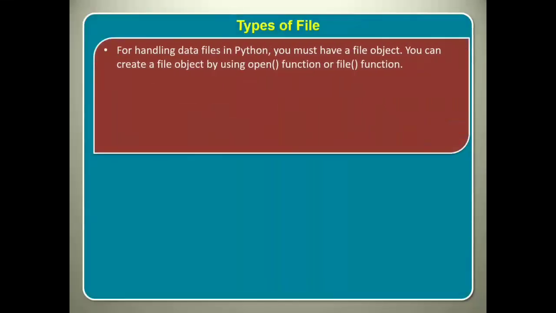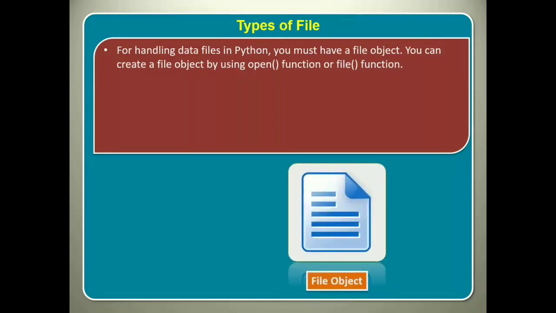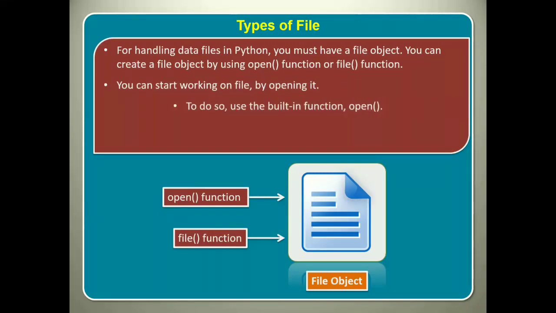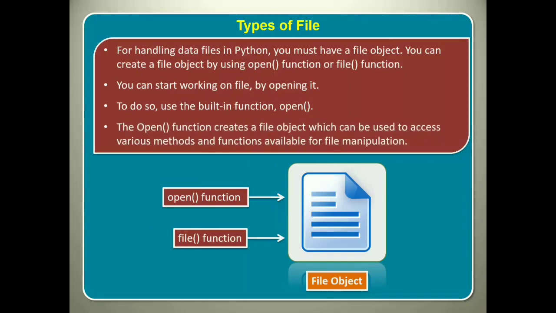For handling data files in Python, you must have a file object. You can create a file object by using the open function or file function. You can start working on a file by opening it. To do so, use the built-in function open. The open function creates a file object which can be used to access various methods and functions available for file manipulation.